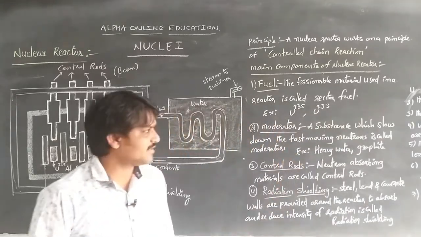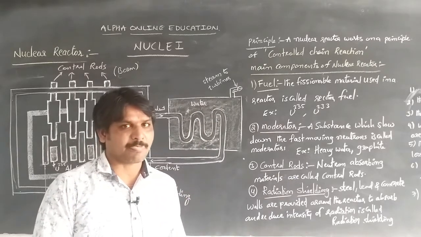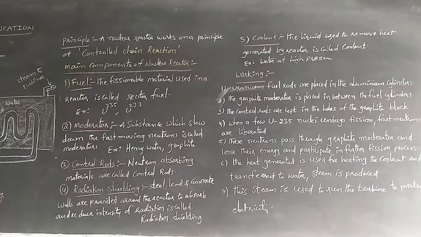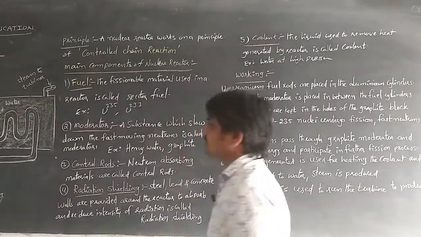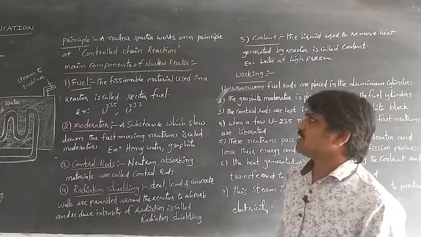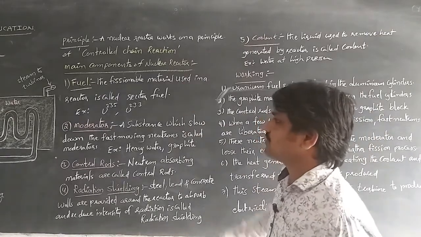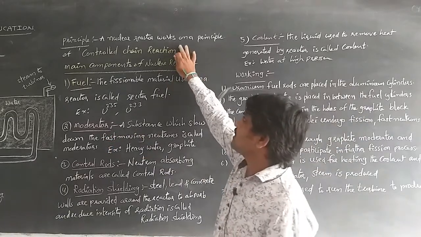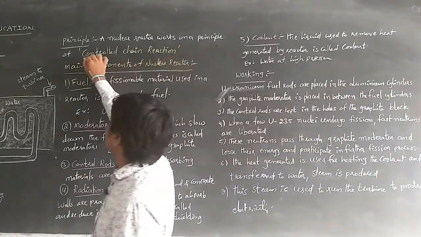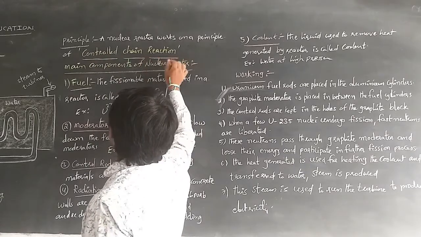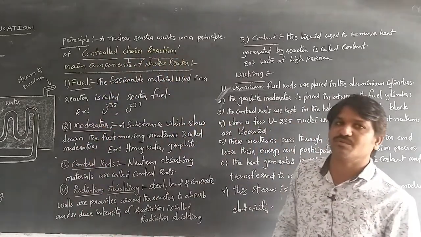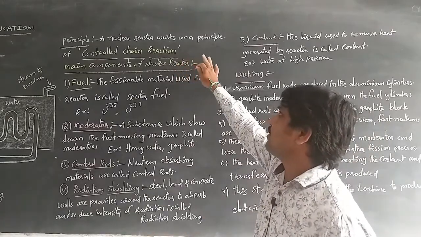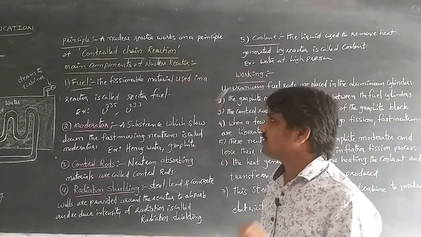Now we will discuss the main parts and how to write them in the examination. For examination purposes, if you write like this, you can get good marks. After drawing the diagram, we should first write the principle. A nuclear reactor works on the principle of a controlled chain reaction. You should definitely mention this, as the principle carries 1 mark.